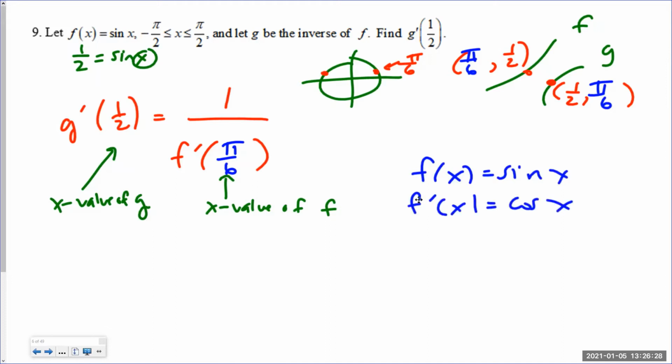What's the derivative of sine x, guys? Cosine x, all right? But I don't want f prime of x. I want f prime of what? Not 1/2. Oh, well, yeah, kind of. Oh, well, pi over 6, right? Yeah, cosine of pi over 6.